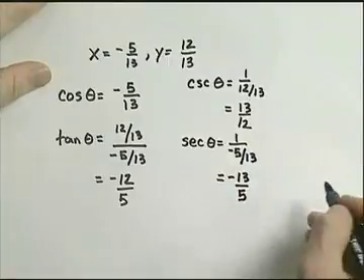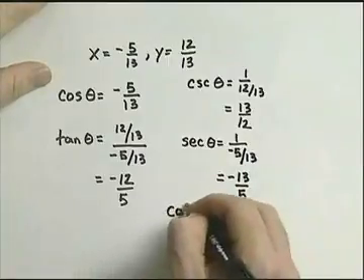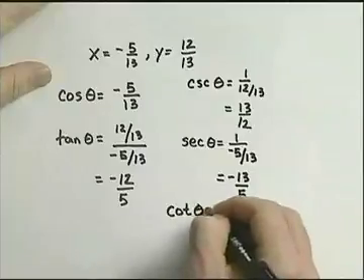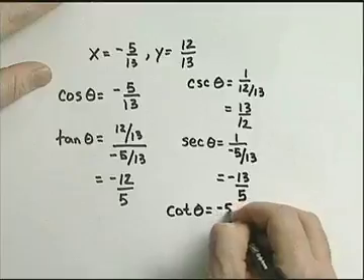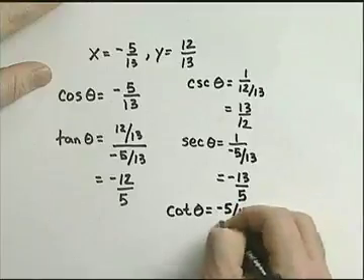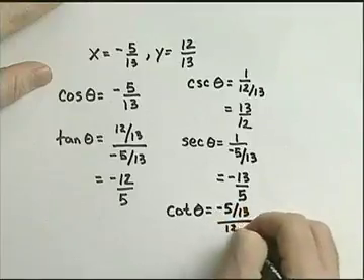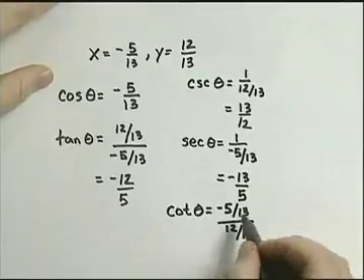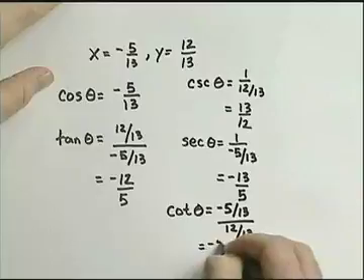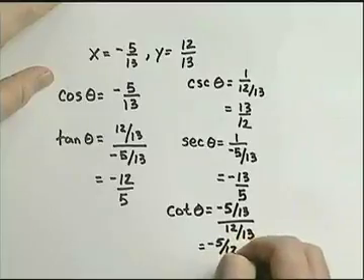Lastly, we have the cotangent, which takes as input the angle theta and gives as output the ratio of x, which is negative 5/13, to y, which is 12/13. So we have that the cotangent is equal to negative 5 over 12.